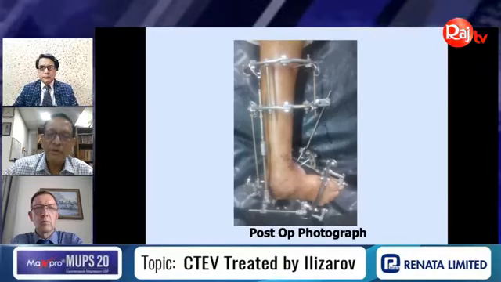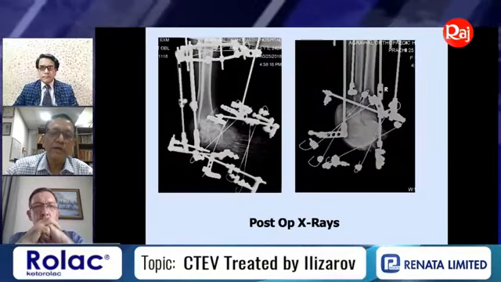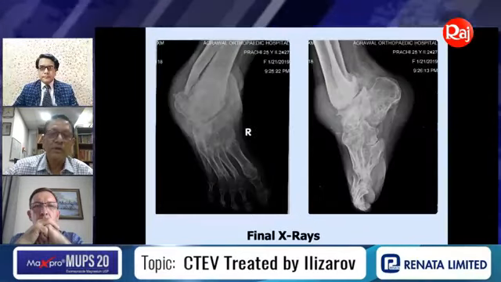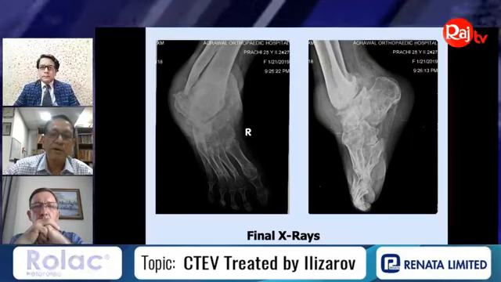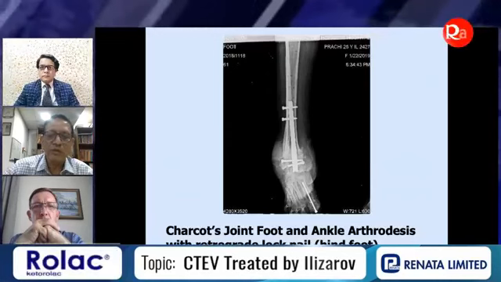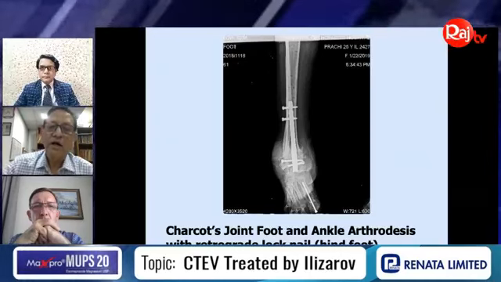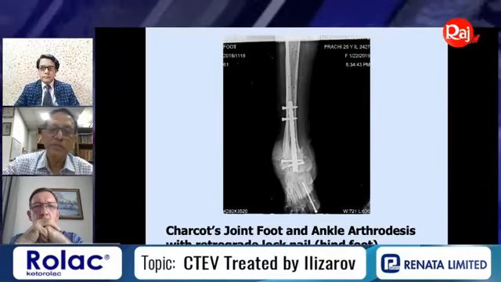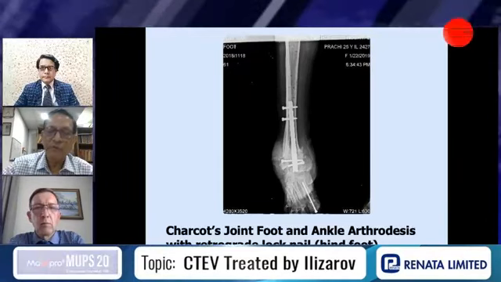We applied the frame and gradually we corrected the deformity. When we corrected the deformity, the adduction was corrected. So we applied the frame. This is the final X-ray. We did a plantar arthrodesis by putting in a retrograde nail. You can see the Charcot joint, foot and ankle arthrosis, because it was an unstable ankle joint. So after we corrected the deformity, we put the nail there. And you can see in the metatarsal there was deformity, so we put a screw. So it's a very fantastic result.